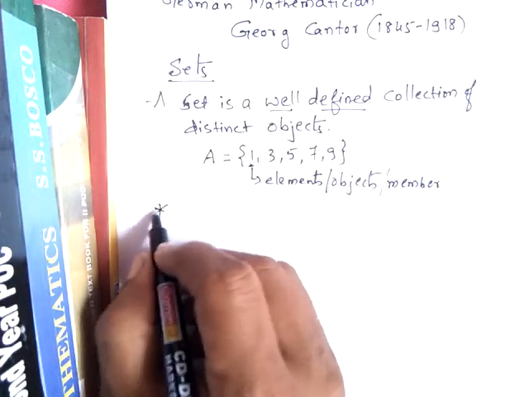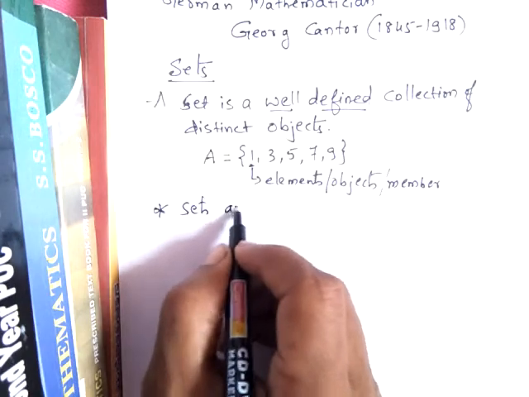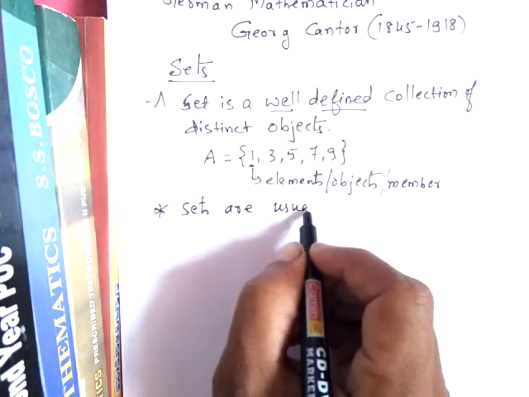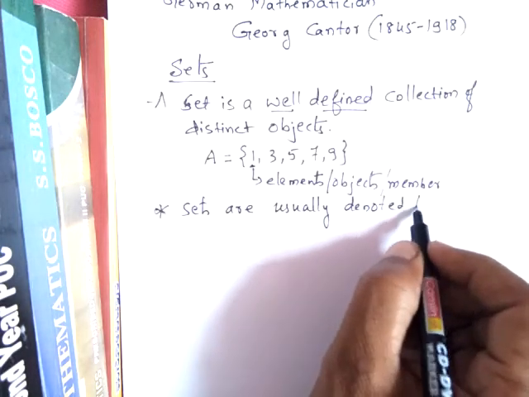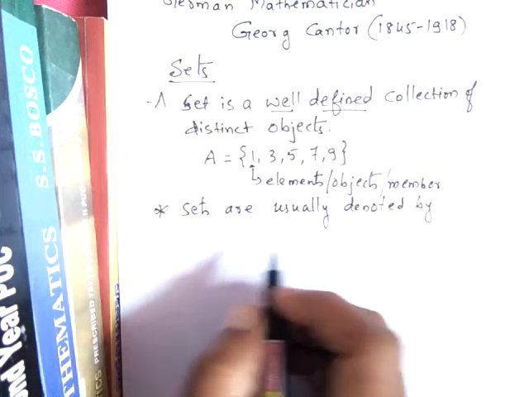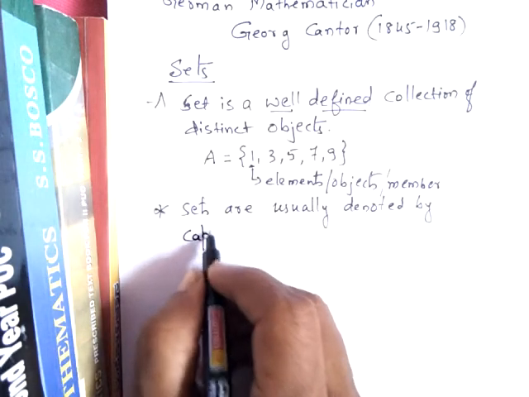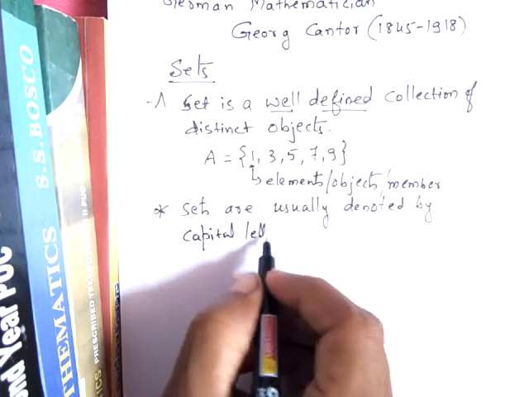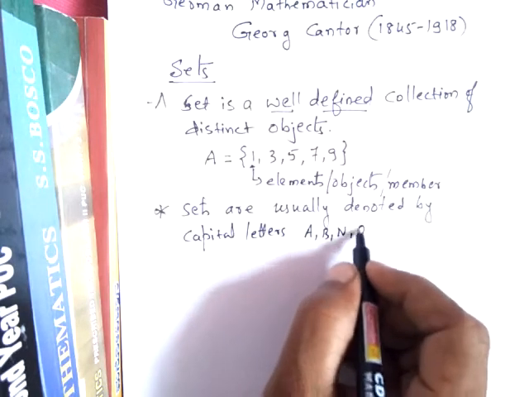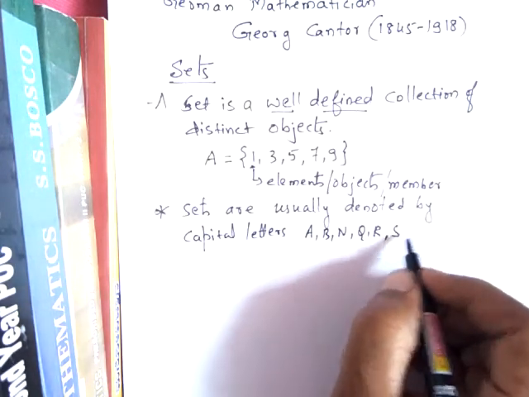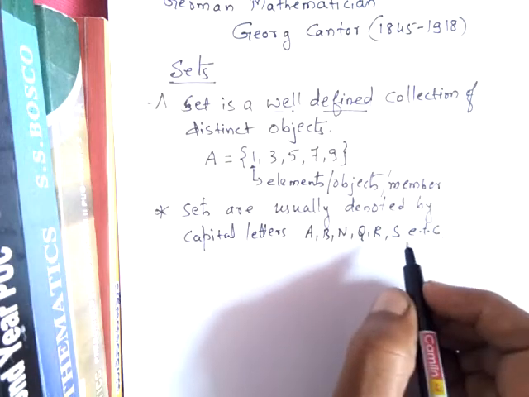Sets are usually denoted by capital letters. What are the capital letters here? You can take A, B, N, Q, R, S, etc. Any of the 26 alphabet letters you can take.